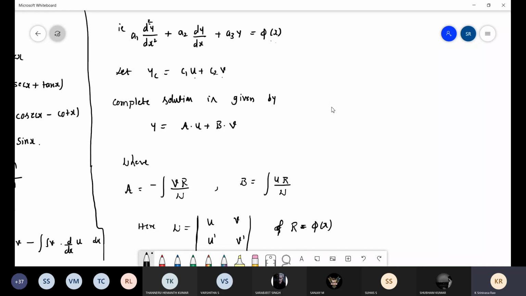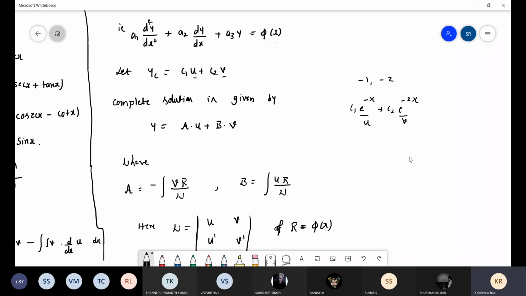After getting the 2 roots, you write yc in this form. For example, roots minus 1 comma minus 2 means you will write c1 e power minus x plus c2 e power minus 2x. Is it right? This we take as u, and this we take as v. That is u and v.